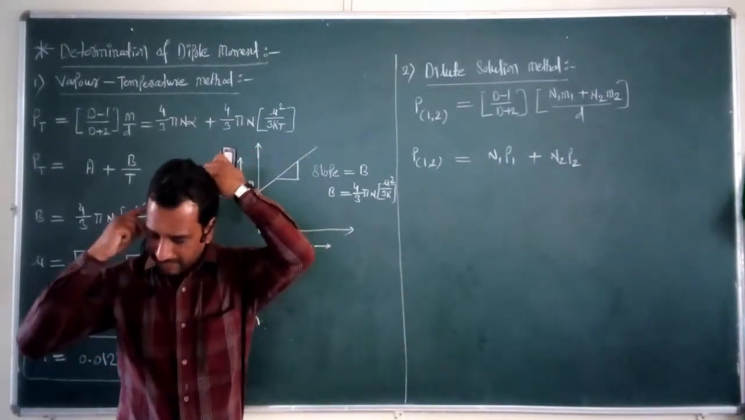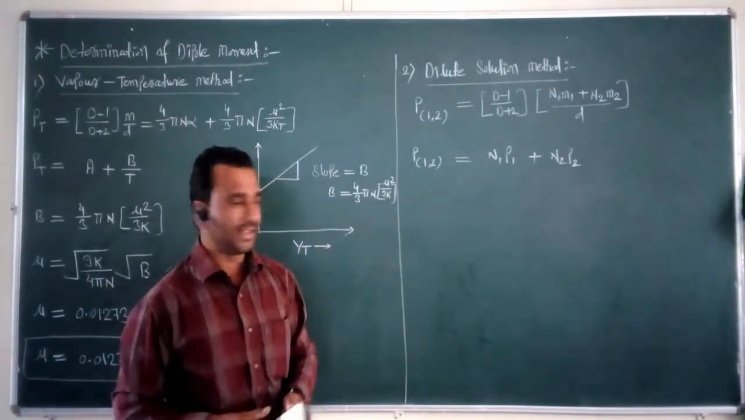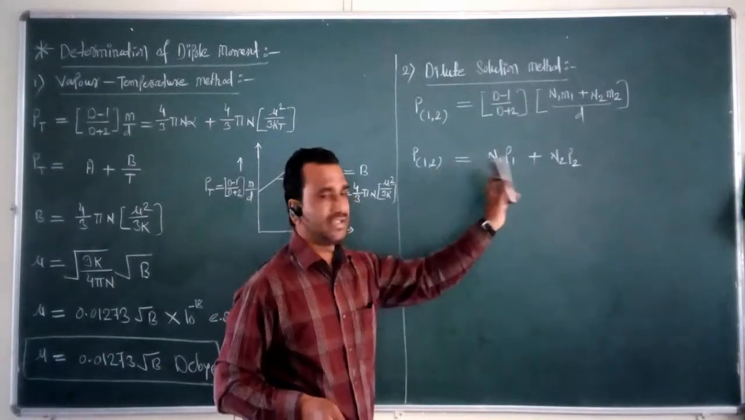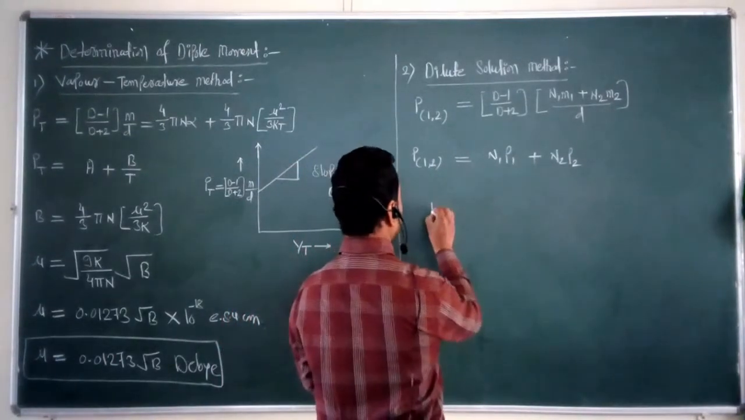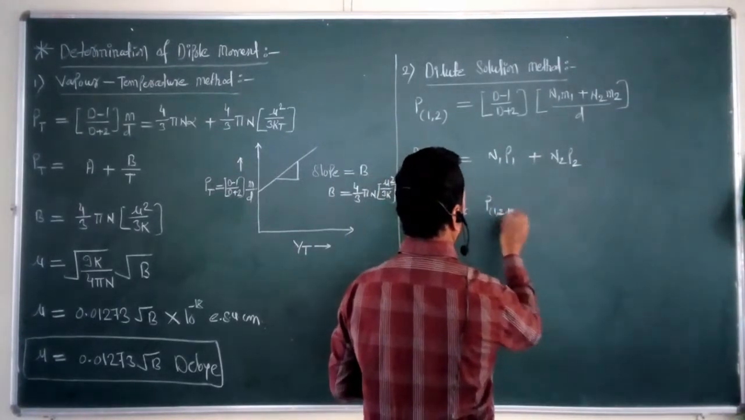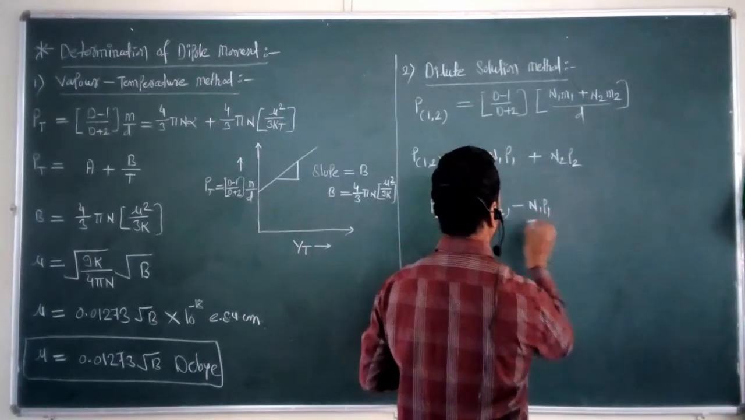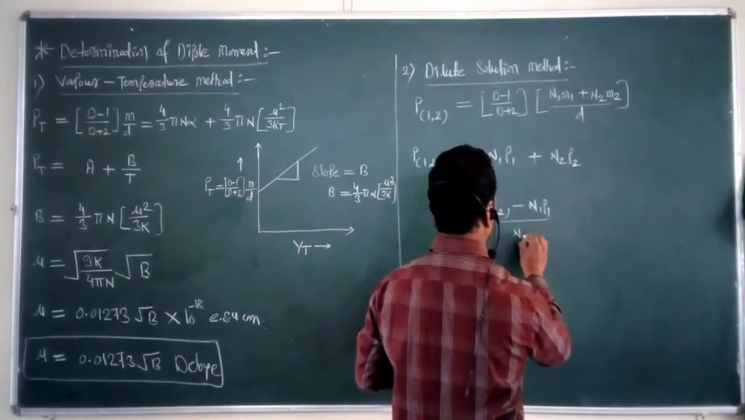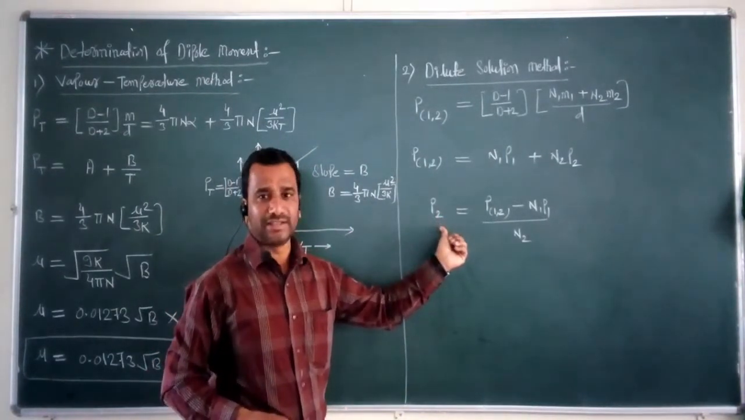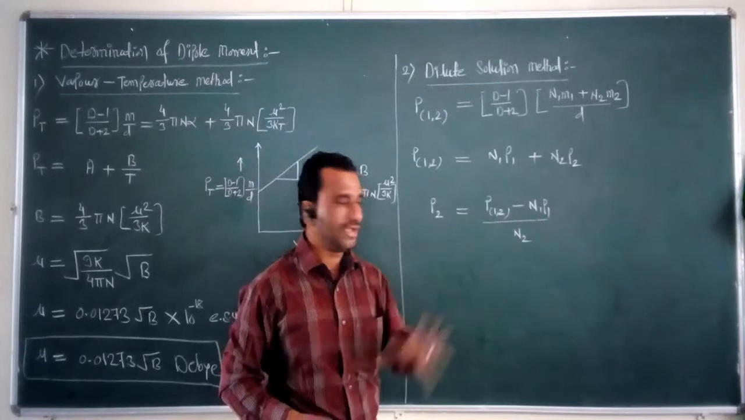Now once we obtain this type of equation, we are interested to calculate the molar polarization for this solute, that is P2. So what I have to do here is just rearrange this equation. So P2 is equal to P1,2 minus N1 into P1 divided by N2. This type of equation we get after the rearrangement: the molar polarization of a solute is equal to P1,2 minus N1 into P1 divided by N2.